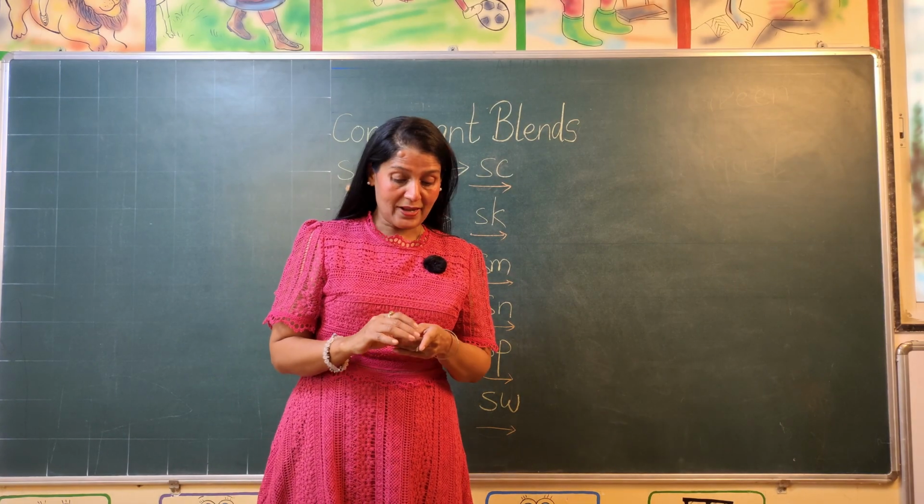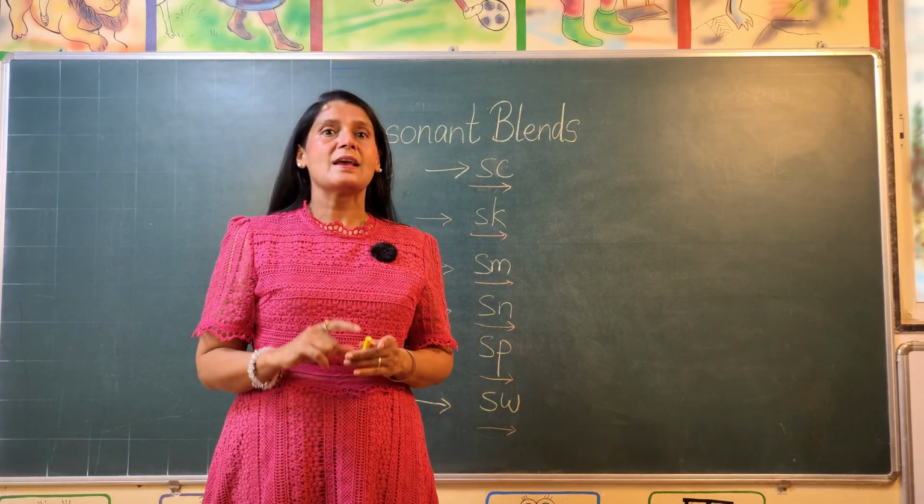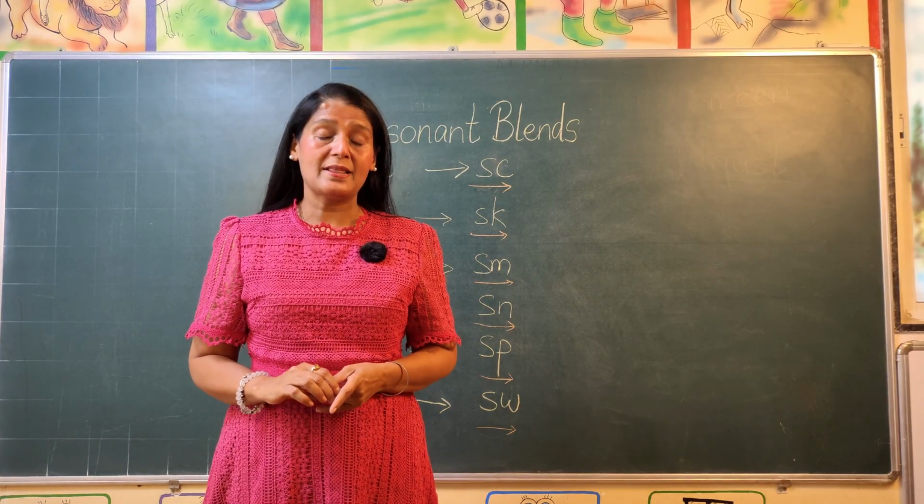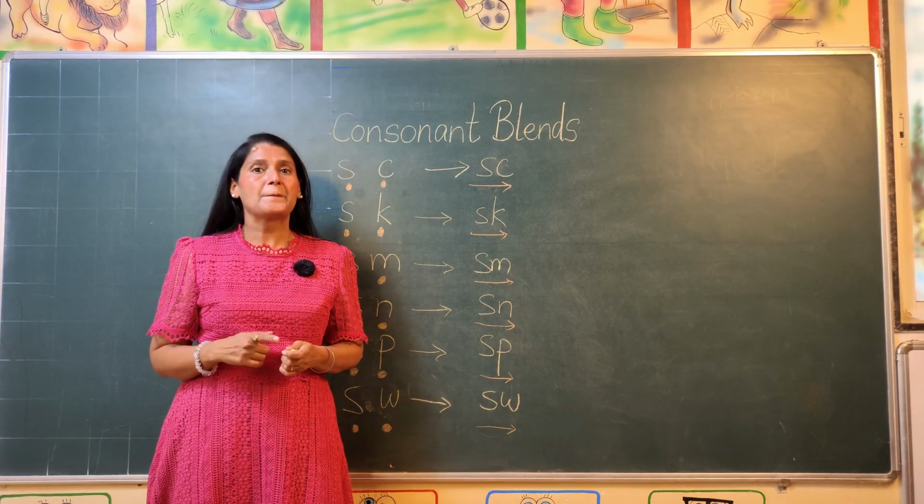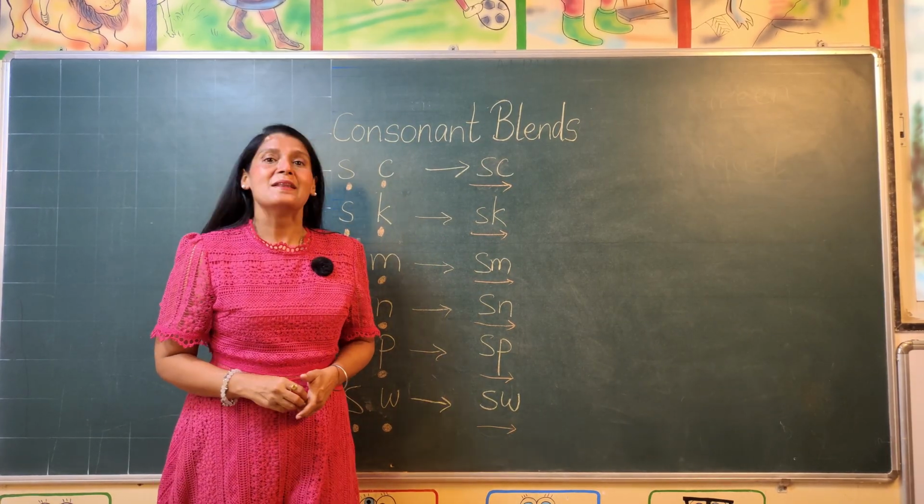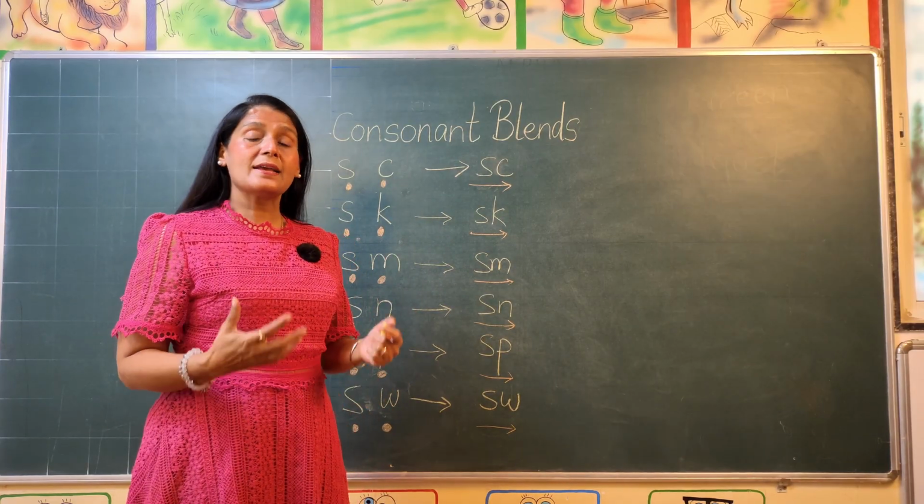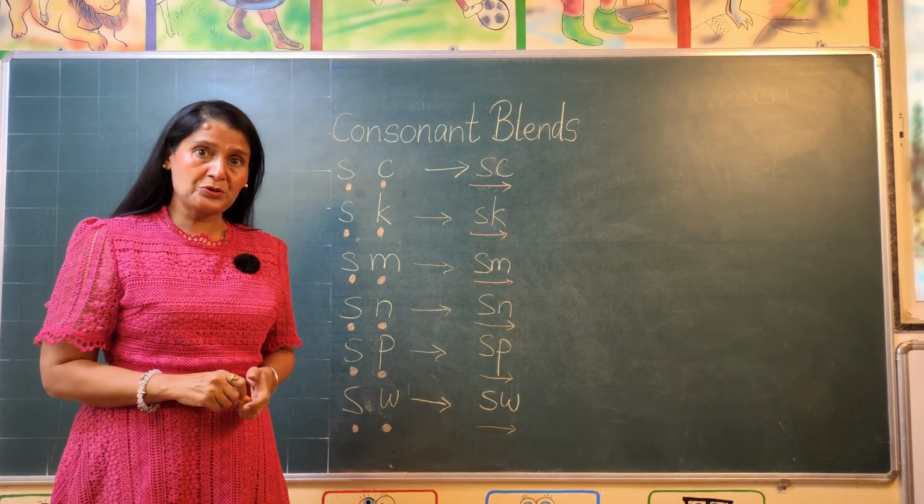We are doing consonant blends, and previously we did L blends, family words like b, h, f, g, m, p, like that, right? Now we are going to do S family blends. Now how to do it?